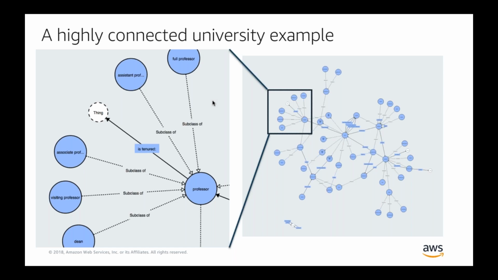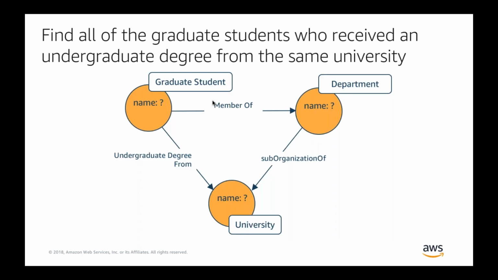There are a number of different questions here, but one that we want to ask is, can we author a graph pattern that says, find all the graduate students who received an undergraduate degree from the same university at which they're now doing their graduate work? We could look at this as a graph pattern. If you look on your left, you'll see we're looking for graduate students that are members of departments, where those departments are organizations of the universities. Then we close the join with where those graduate students also received their undergraduate degree.